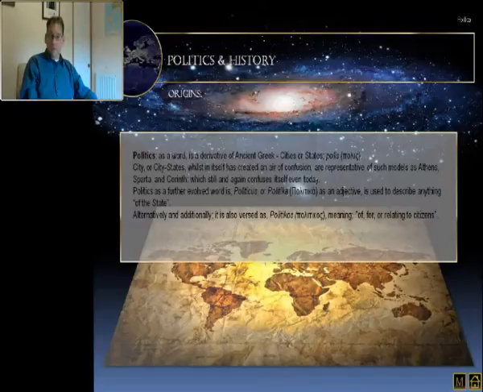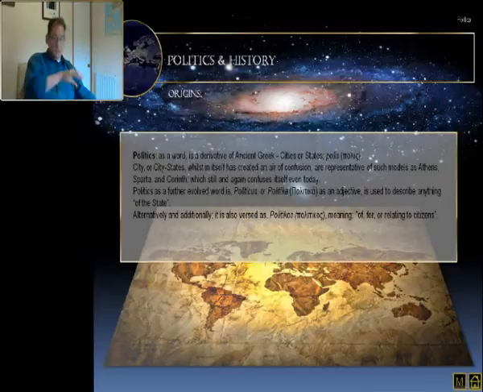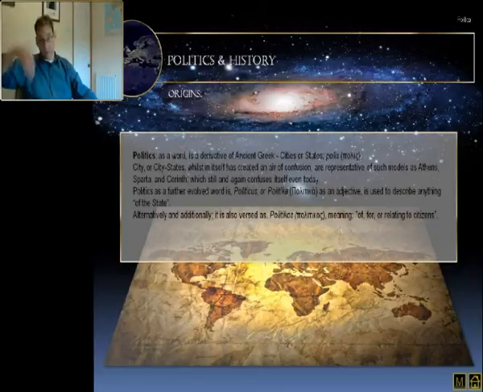Politics as a further evolved word is politicus or politica, used as an adjective to describe anything of the state. Alternatively and additionally, it is also versed as politikos, meaning of, for, or relating to citizens. Now, there are other buzzwords around the network, as I've placed in the document, about the art and science of politics. However, as in Part 1, education, the science is the application of theory, so the applying to science. Therefore, the art is the art or research behind political practices. The research encompasses the development of form, behaviour and purposes to formulate an applied function of science.